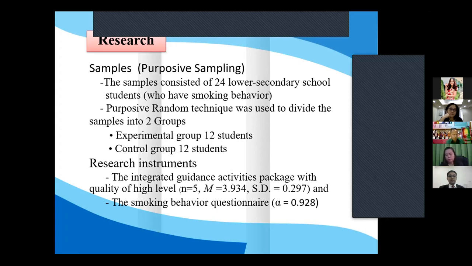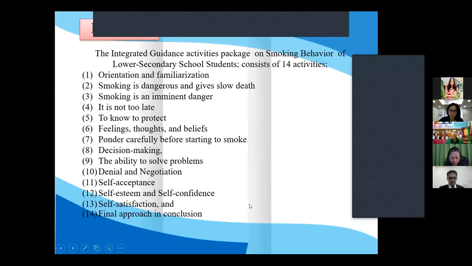Research instruments: the integrated guidance activity packet, with quality at a high level as evaluated by experts, and the smoking behavior questionnaire. The packet consists of 12 activities. The students in the experimental group participated in the integrated guidance activity for 8 weeks, and I hope they change their behavior.